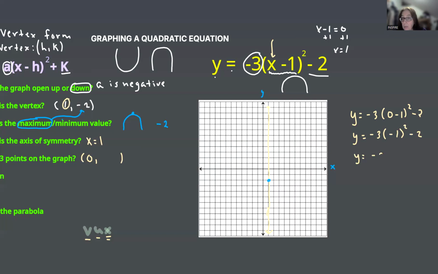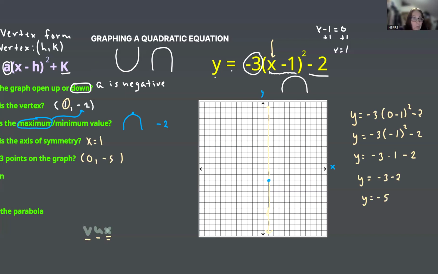Negative 1 times negative 1 is 1, so times 1 minus 2. Negative 3 times 1 is negative 3 minus 2. I've got 3 negatives and 2 more negatives. That gives me 5 negatives. So 0, negative 5 will be on our graph.